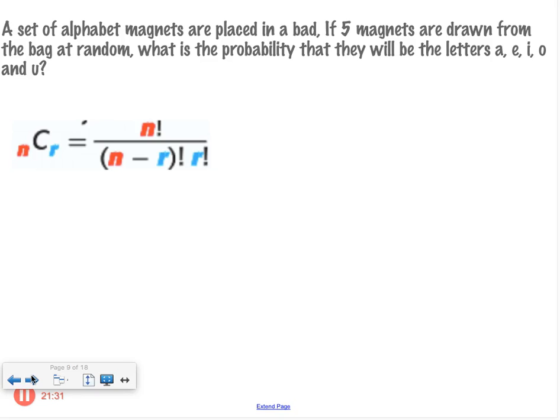So what is our N? How many total letters are in the alphabet? I'm sorry, 26 factorial. Everybody forgets mine. What is our R? 5, right? How many letters are there? 1, 2, 3, 4, 5.